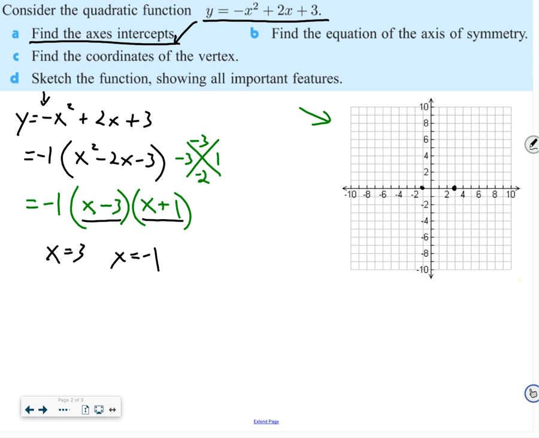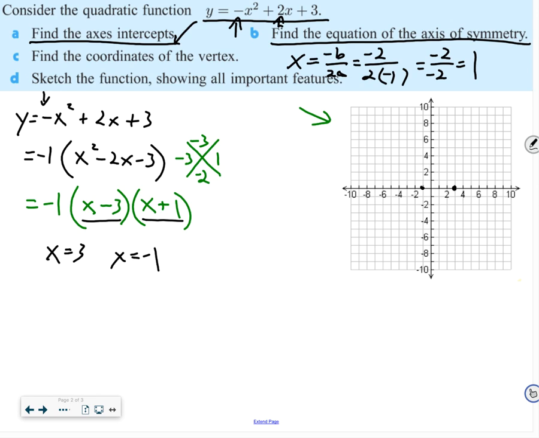Part B, find the equation of the axis of symmetry. Remember from our previous slide, our line of symmetry is x equals negative b over 2a. My b is there, so I have negative 2 over 2, and my a value is right there, so it's negative 1. I get negative 2 divided by negative 2, which is equal to 1. So my axis of symmetry is x equals 1.